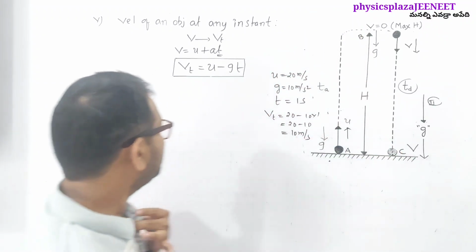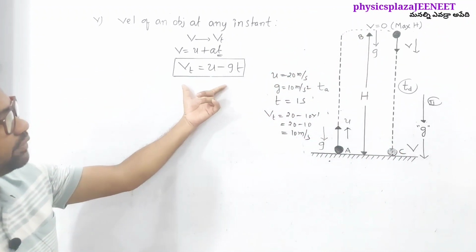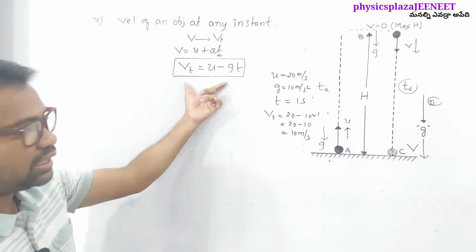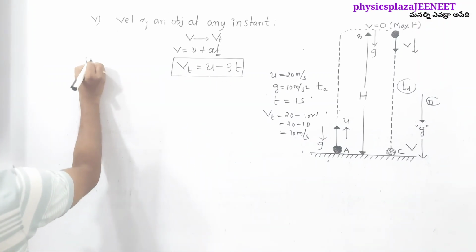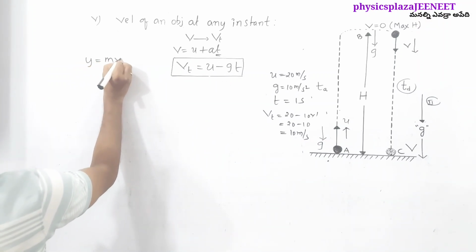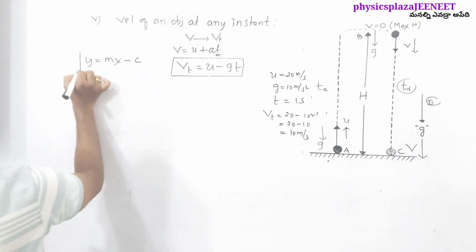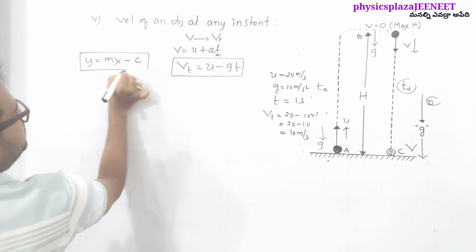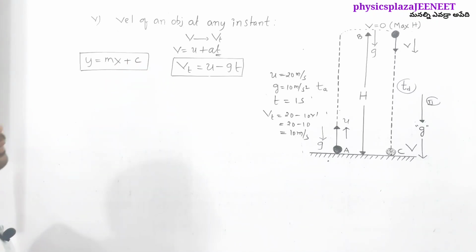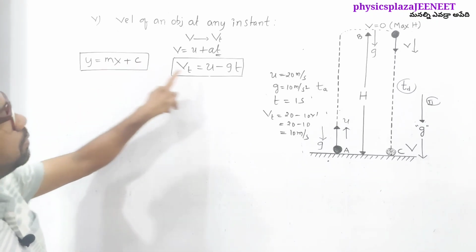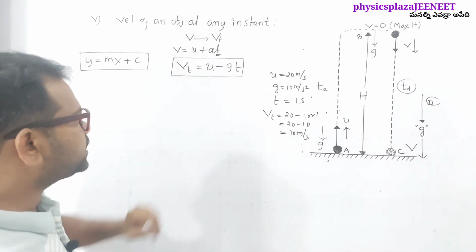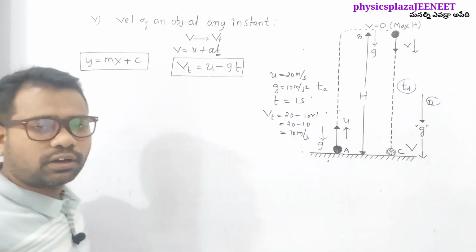Got clarity? Fine. Children, this seems to be a linear equation, right? An equation for a straight line, y is equal to mx plus c. So here, in the place of m, what is there? Minus g. Try to understand, children. How can you get the slope for this?